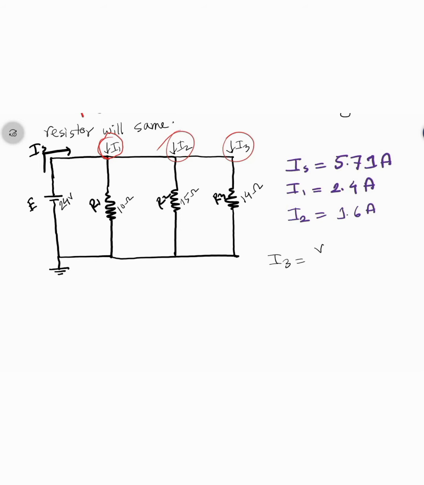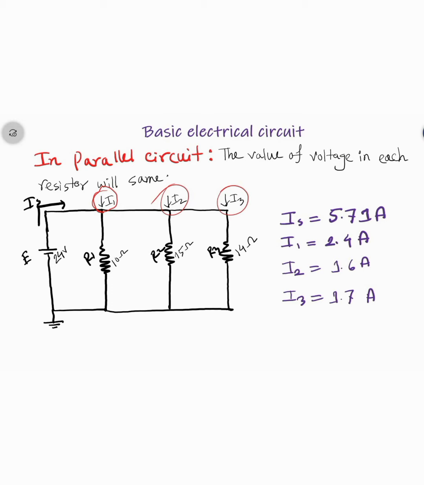Now I3 equals V3 over R3 equals E over R3. The value of the voltage source is 24 volt and the value of R3 is 14 ohm. So the value of I3 is 1.7 ampere. So the voltage on each resistor will always be the same.